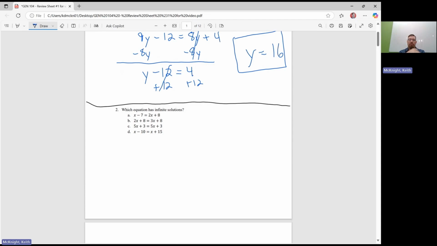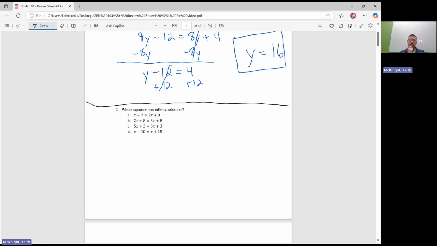But to get infinite or no solution, those are special cases. And what has to happen is your variable will have to cancel out. And then, if your variable cancels out, you're either going to be left with a true statement or a false statement. If you are left with a true statement and your variable has canceled, well, then you have infinite solutions. Now, if you're left with a false statement, then you have no solution. Otherwise, you're going to have x, and you're going to be able to solve for one solution.